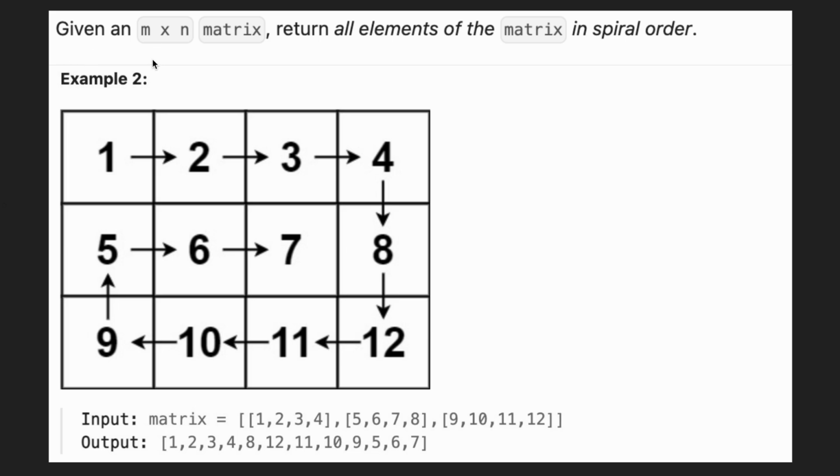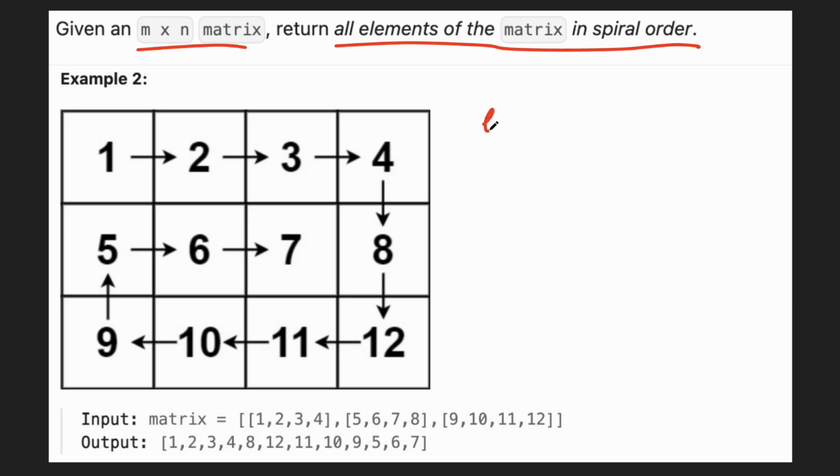Hi everyone, it's Sorkin. Today we have a problem where we are given an M by N matrix and we need to return all elements of the matrix in spiral order. For example, in this case, we need to return 1, 2, 3, 4, 8, and so on. So how are we going to solve this problem? The solution is pretty straightforward.